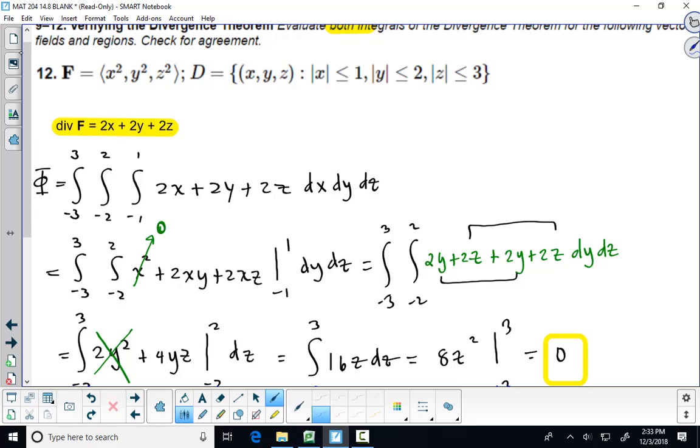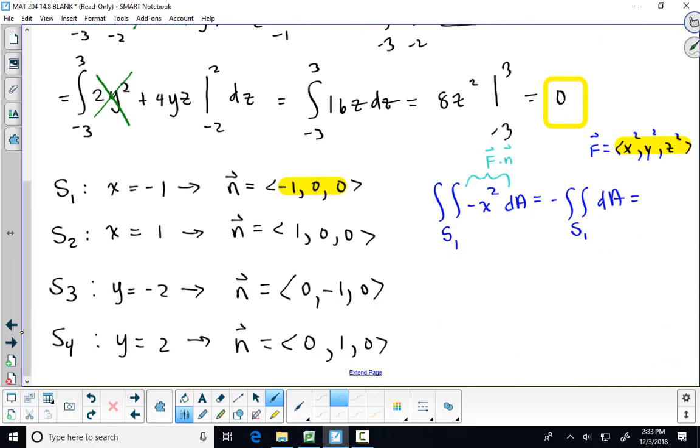Times 2? No, not times 2, just the one face. The area of the one face. So the area of that left face, when x is -1, we have the y's going from -2 to 2, and we have the z's going from -3 to 3. So the height of the rectangular box is 6, the width is 4, so 24 is the area of that face. I'm not going to try to draw it right now. So this will be -24.